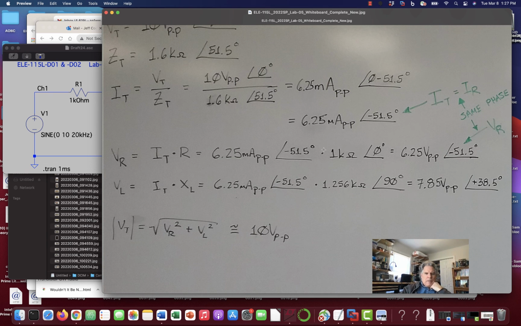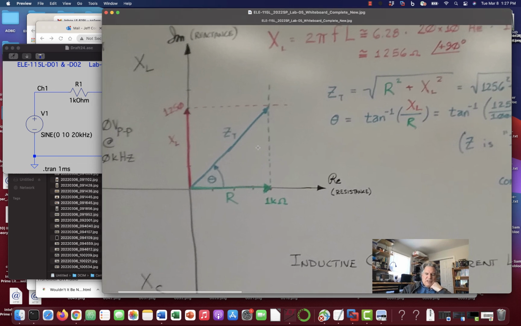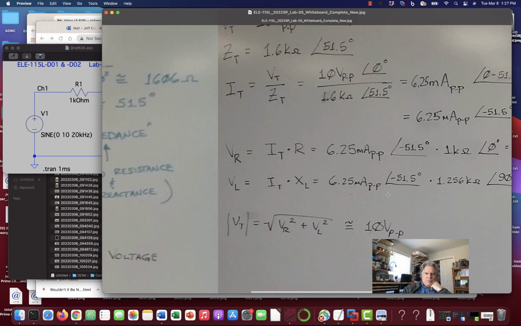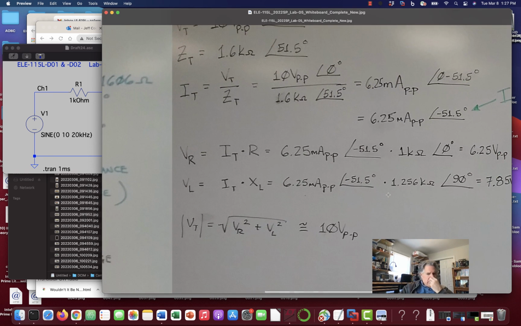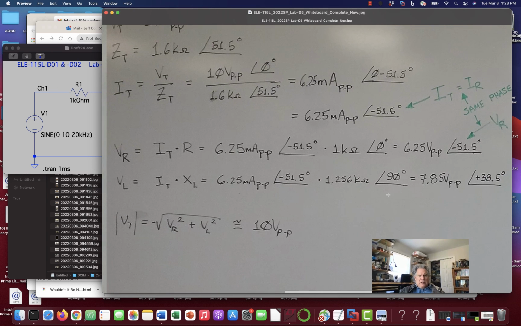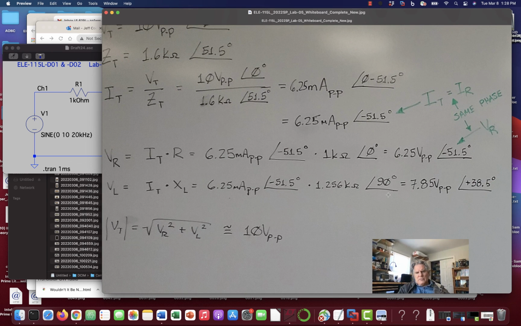51.5 degrees. You can think of things as rotating around counterclockwise here. So when the voltage is here at 0 degrees, the current is still down here at minus 51.5 degrees, and so on. And you'll see that in the scope trace. You'll see this lag in the current.